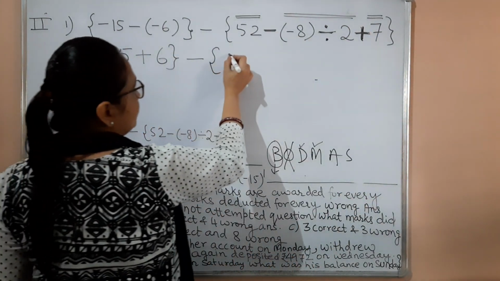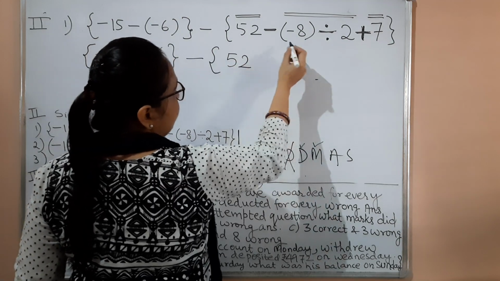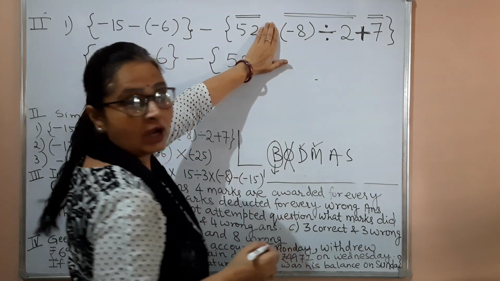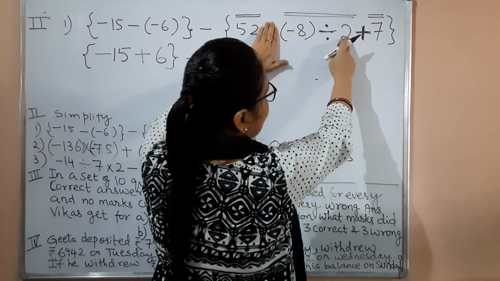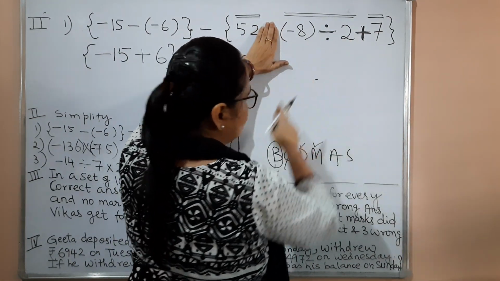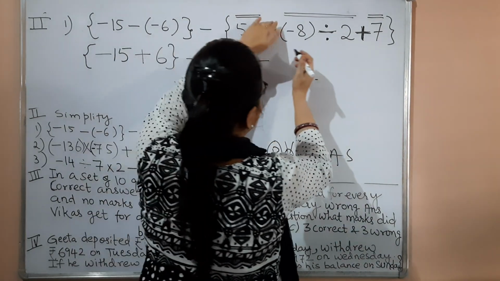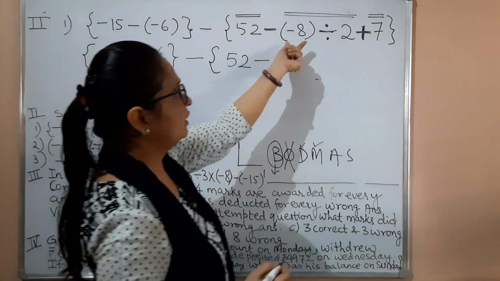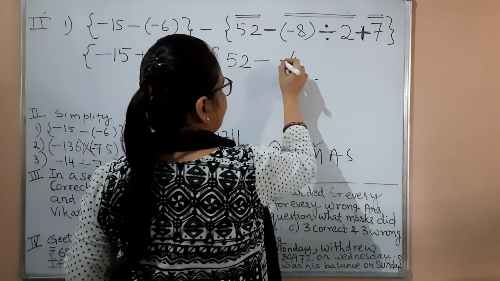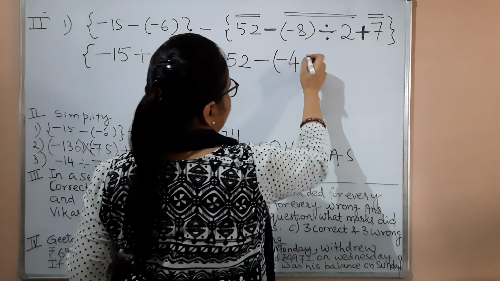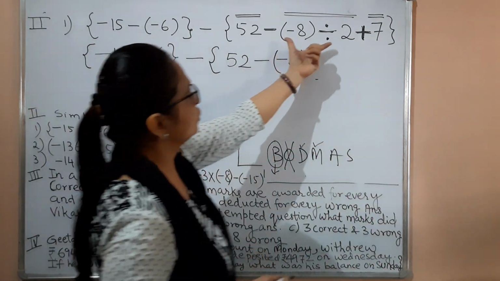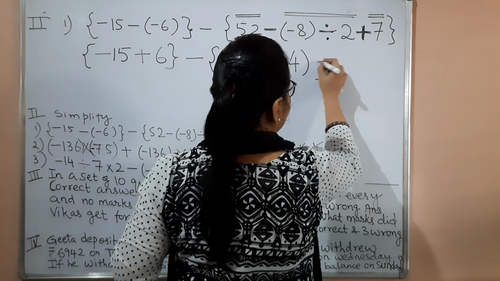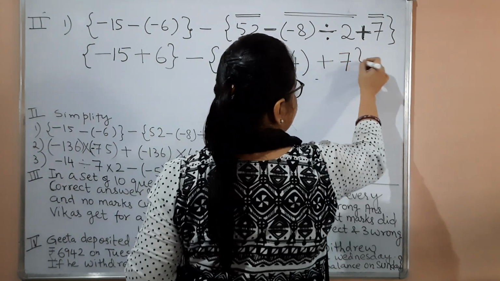Now the first part answer is 52. Second part, if I keep this negative sign here, that means now I have to multiply minus 8 with 2, and minus 8 by 2, we have just studied, 8 by 2 is 4, and will it be negative 4 or positive 4? We know one negative, one positive, the result will be negative, minus 4, right? So this is the result of the second part of simplification. And let us see the third part. Third part is simply 7.